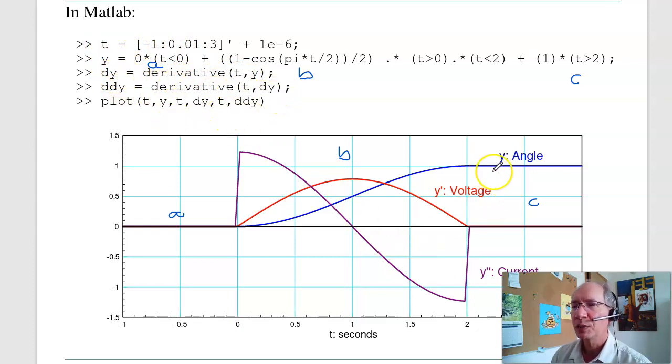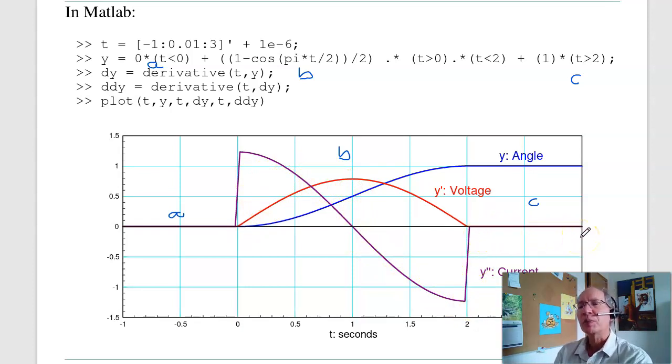And here's what you have. So here's y, the angle. The derivative is the red line. Initially, the derivative is 0, becomes maximum, goes back down to 0, and stops. The second derivative is the purple line. The derivative of the red line is 0, jump discontinuity, becomes positive. Here's the peak, 0 crossing, becomes negative, jump discontinuity.